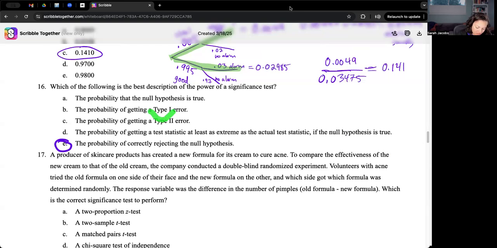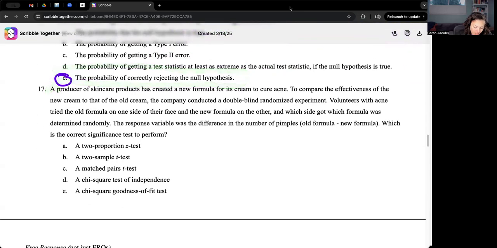This rest of the stuff is other things. This is p-value right here. These are related, but not exactly. Like power is related to errors, but this is the definition of power. Memorize it. Last multiple choice. We'll take a little break.